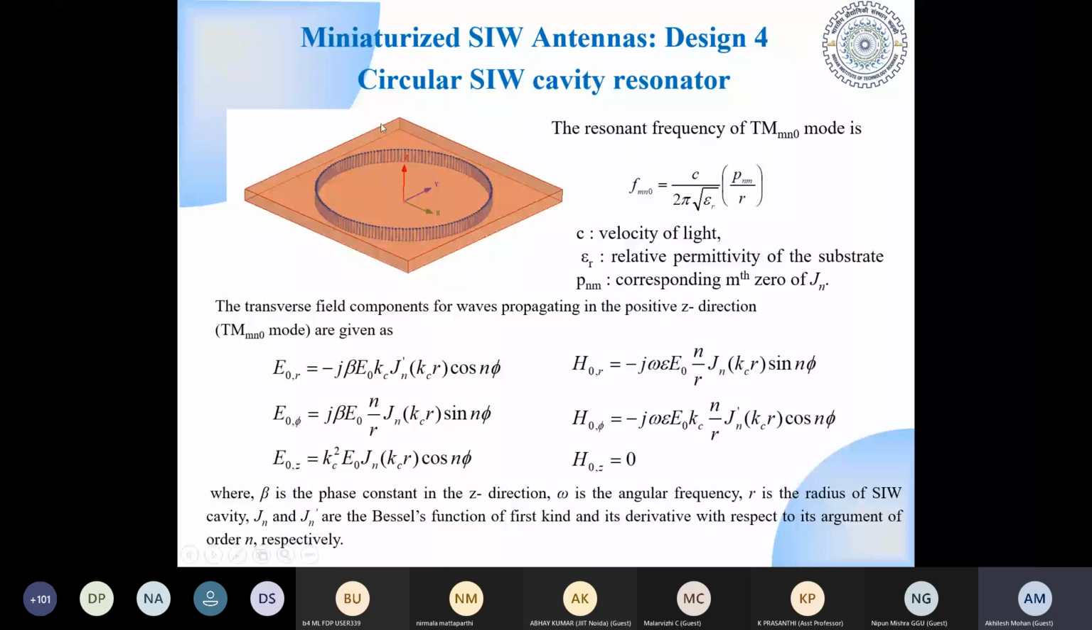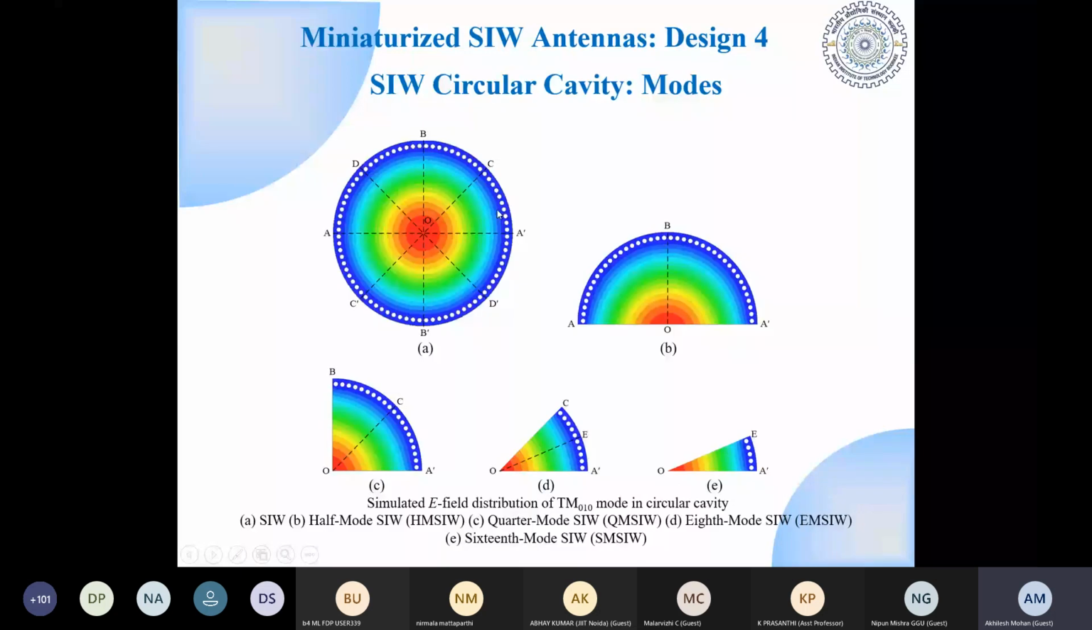It will also support the TM mode, again the name is TM to Z, where Z is this direction. It is different from the TM of the rectangular SIW cavity. If we see the fields of this cavity, the dominant mode is TE010. Here the nomenclature is different. Zero means the number of half wavelength variations along the phi direction, one is the number of variations in the R direction, then zero means the Z direction. As you can see, there is no variation along the phi direction, it is symmetrical.